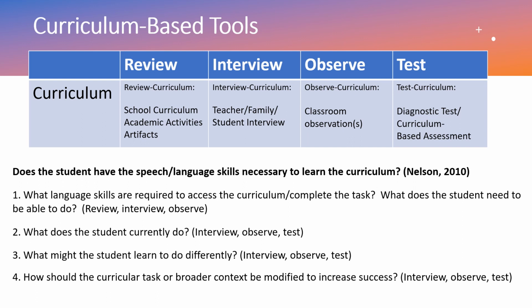The third question we want to ask is, what does this student need to learn to do differently? This is where we're going to compare that expected response, what skills are required, with the observed response, what the student is currently doing. And we're going to determine that mismatch. And if there is a mismatch, we want to dig into why.